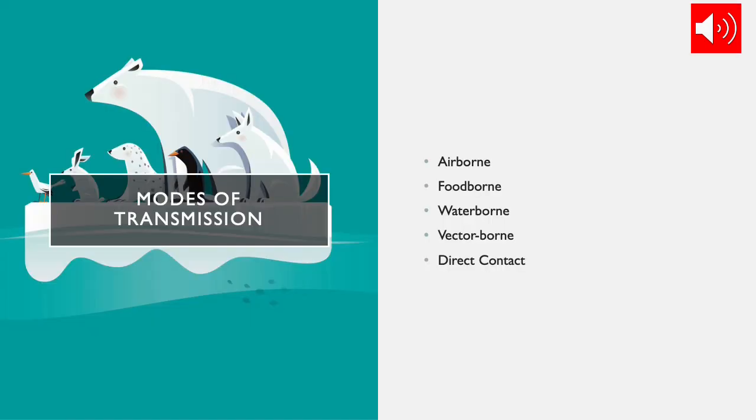So how do these diseases transmit? And these are just a few examples. We know there's airborne, there's also foodborne, waterborne, direct contact. So these are how our bacteria and viruses are transmitting.